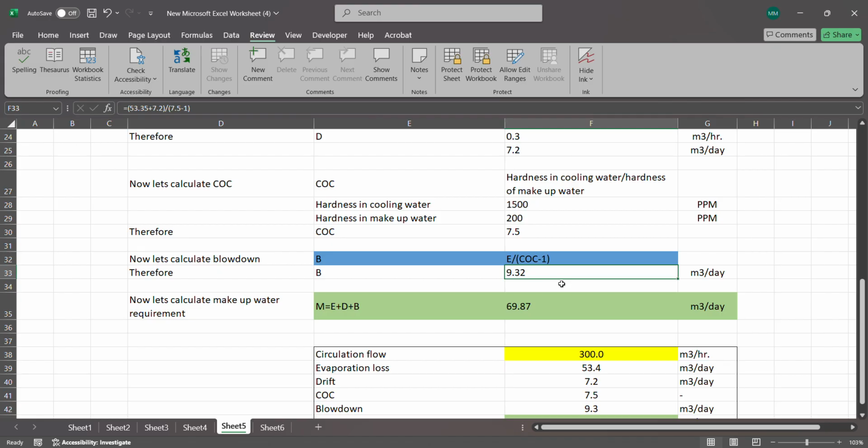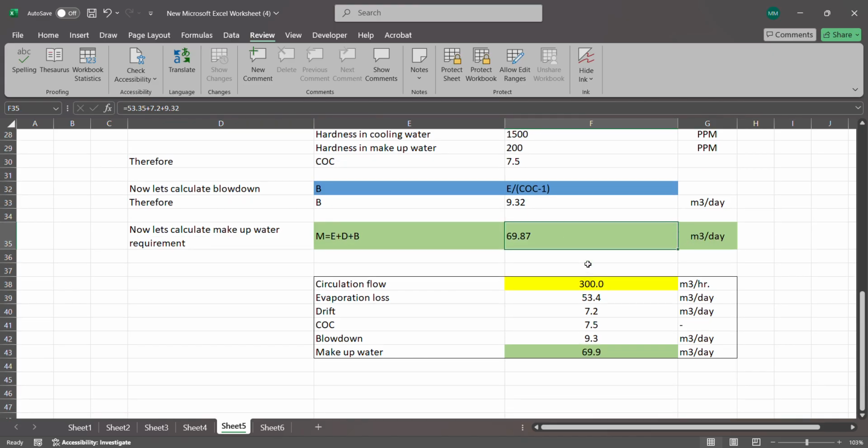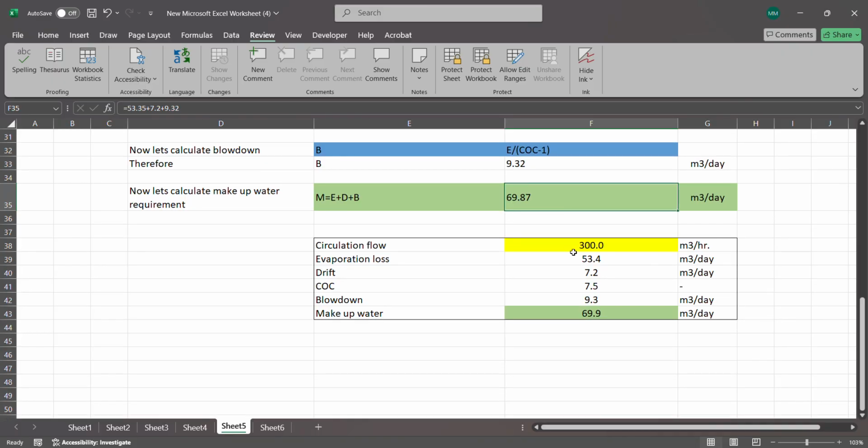Now let's calculate the makeup water requirement. As we saw earlier, makeup water requirement M is equal to E plus D plus B. E means evaporation, D means drift, B means blowdown. If we add all the terms we calculated earlier, we get 69.87 meter cube per day. And these are simple calculations we can do for our cooling tower.